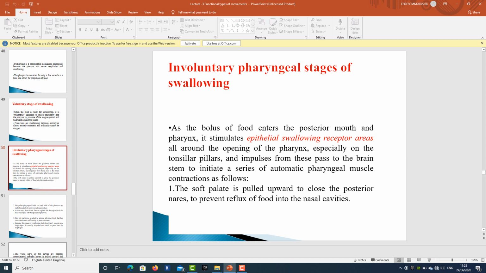Now, as the bolus of food enters the posterior mouth and pharynx, it stimulates epithelial swallowing receptor areas all around the opening of the pharynx, especially on the tonsillar pillars, and impulses from these pass to the brain stem to initiate a series of automatic pharyngeal muscle contractions as follows. The soft palate is pulled upward to close the posterior nares to prevent the reflux of food into the nasal cavities.